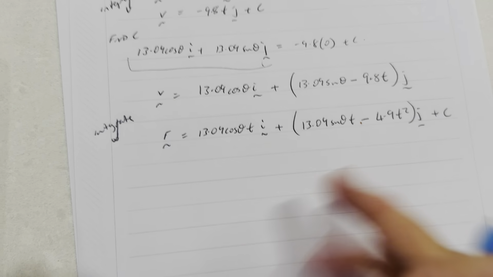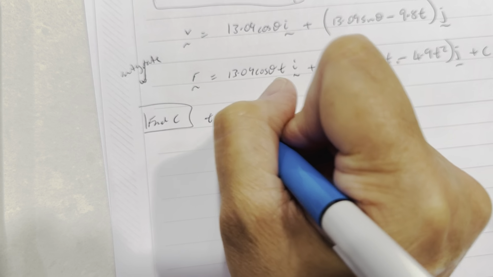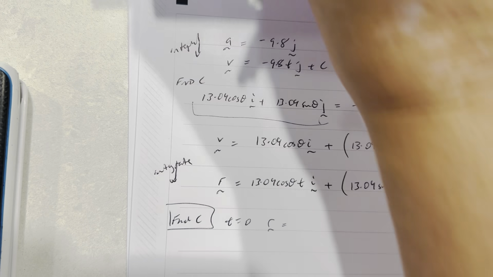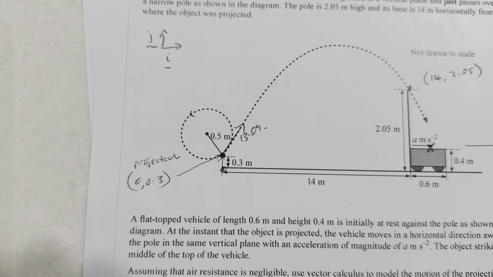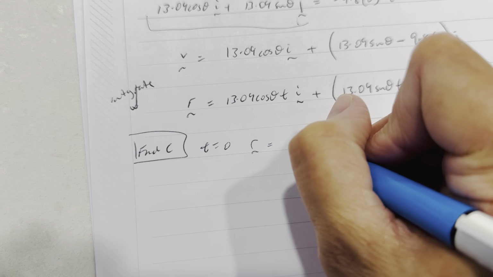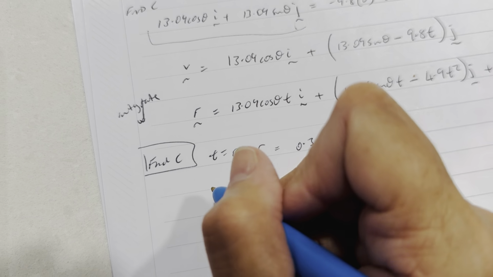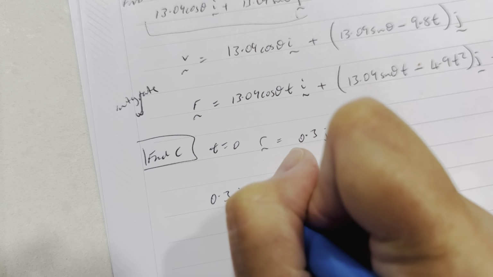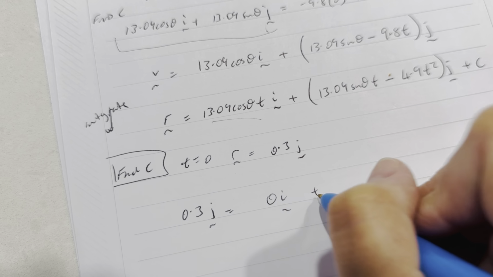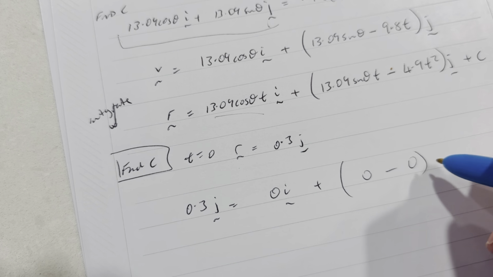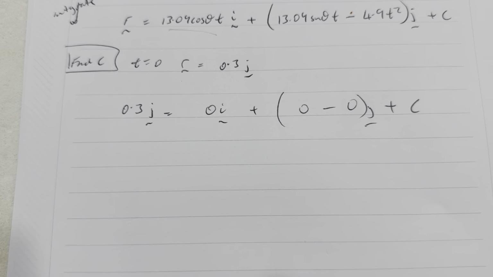Now, initial position, I want to find C. When T equals 0, R equaled, remember, let's go back and look at our picture. R was this initial position, 0 and then 0.3. So essentially 0.3 J. So 0.3 J. Now that's going to go to 0. I'm going to have 0 I. It's going to be 0 minus 0 J plus C. So that's my C value.